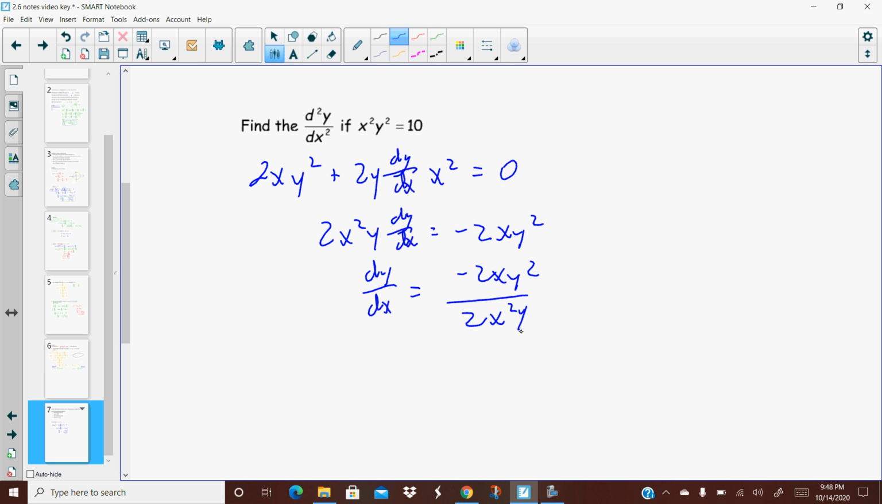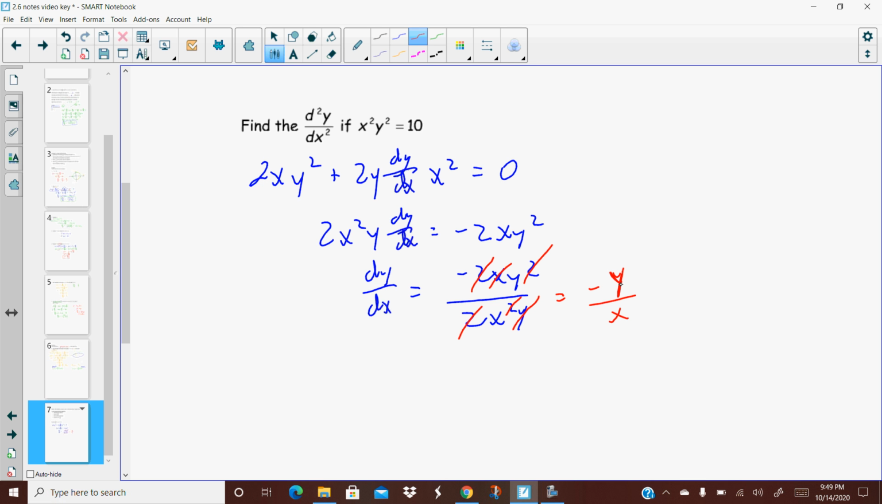Now I'm going to want to definitely simplify this one. So it looks like the 2's here are going to divide out. I'm going to have one of these x's divide out with that one, and I'm going to have one of those y's divide out with that one. So really what we're left with is negative y over x. That's much simpler, and it's going to be much easier to take the derivative of this than it would be if we hadn't simplified this.